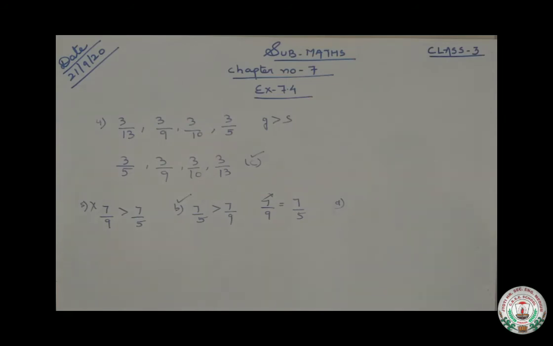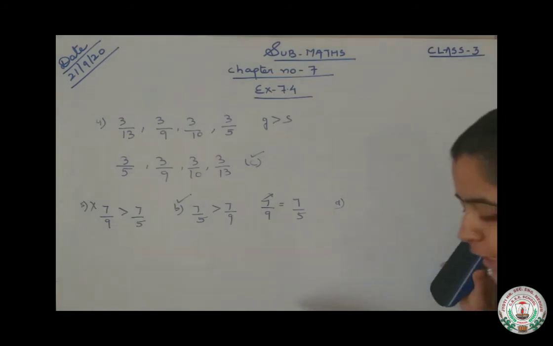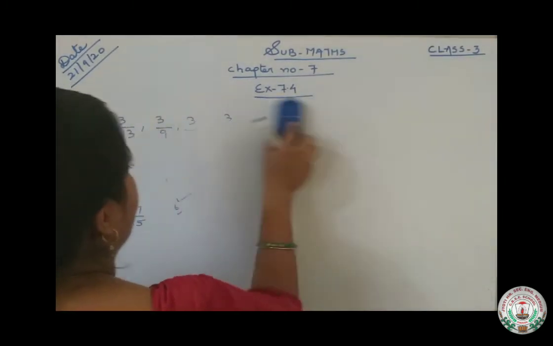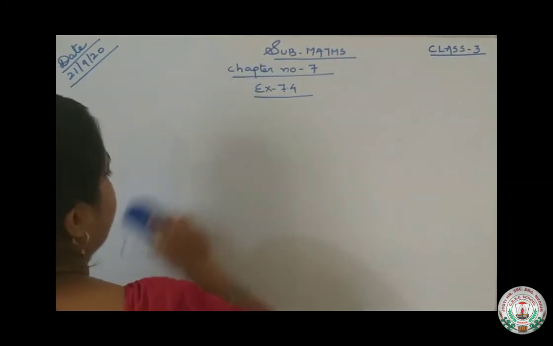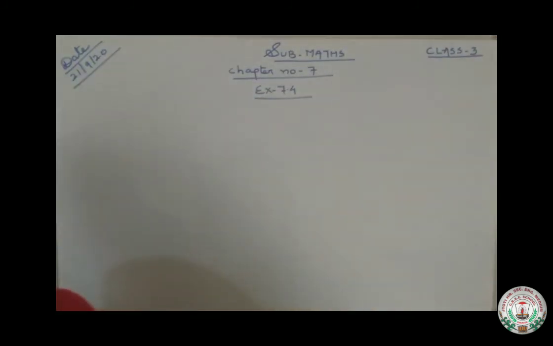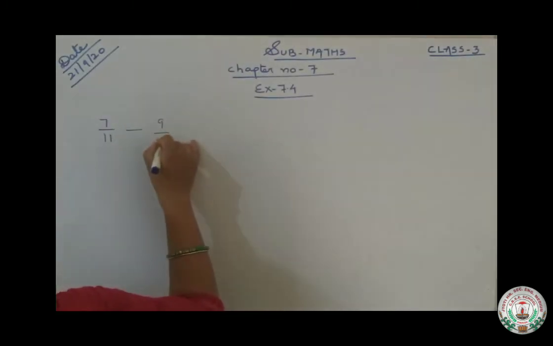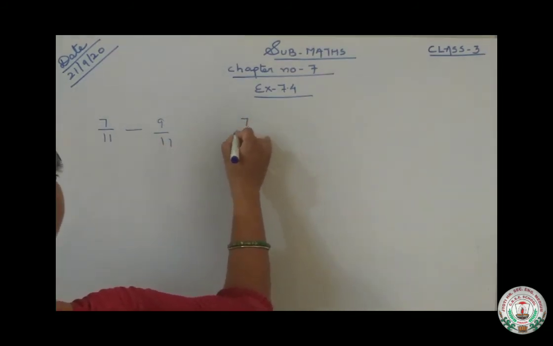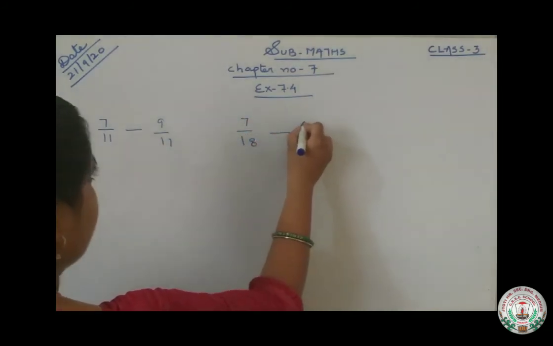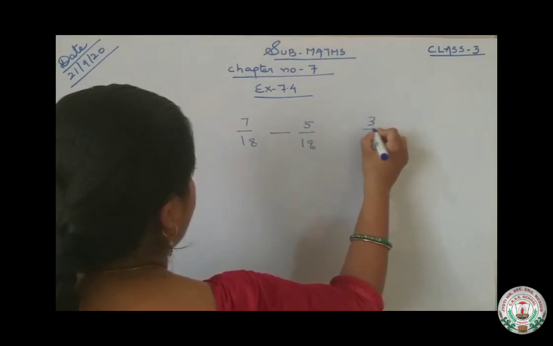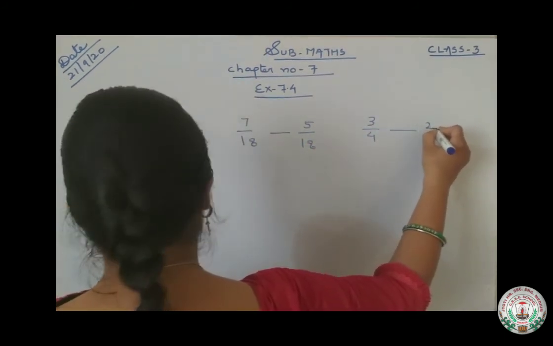Now, next question is question number 2. Put greater, smaller and equal sign. Question number 2 is put greater, smaller and equal sign. Okay. So first is 7 by 11 dash 9 by 11, next 7 by 18 dash 5 by 18. Next is 3 by 4 dash 2 by 4.